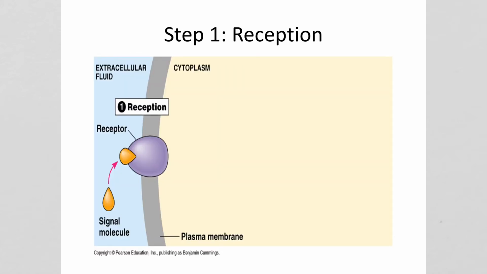So here we see a diagram of step 1, reception. So we've got our ligand. It's binding to an extracellular receptor located in the cell membrane. It's going to bind. That's going to facilitate the change of shape of this receptor, which is going to move the signal, not the actual ligand, but the signaling process to the inside of the membrane.